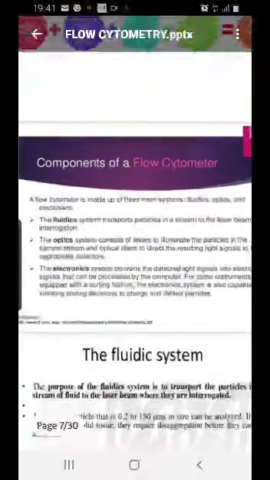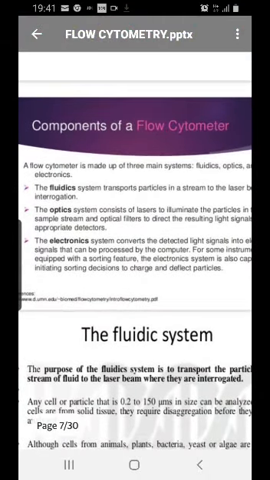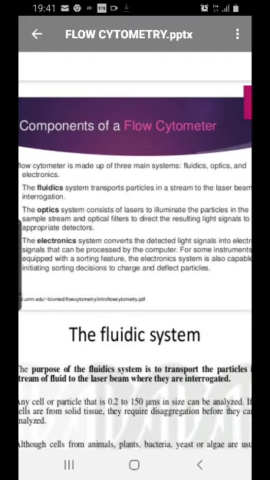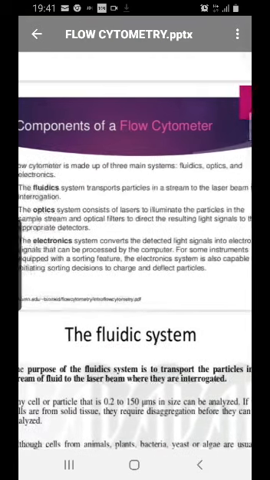So there are three components of the flow cytometer. The first one is the fluidics. The fluidics is the one which transports the particles in a laser beam for interrogation.